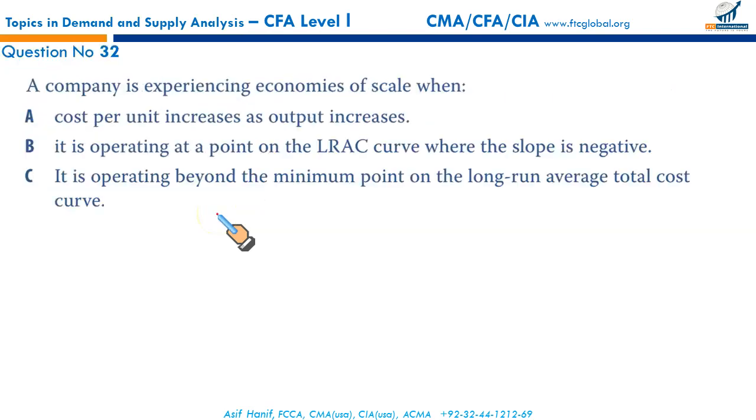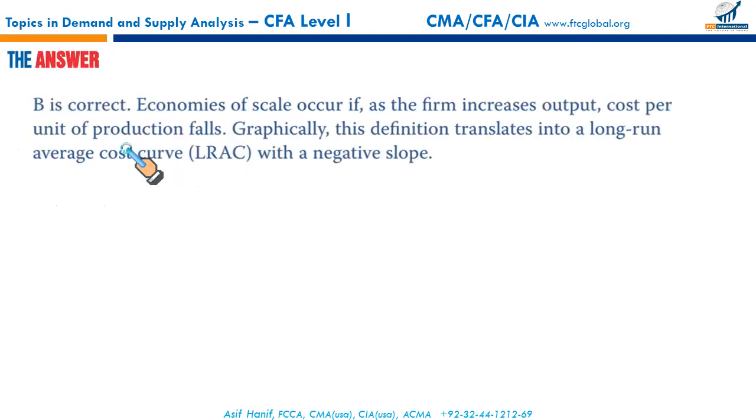Next. A company is experiencing economies of scale when cost per unit increases as output increases. That is basically diseconomies of scale. It is operating at a point on the long run average cost curve where the slope is negative. Correct, that's the correct option. Economies of scale occur when the firm increases its output and cost per unit starts decreasing. B is the right answer.